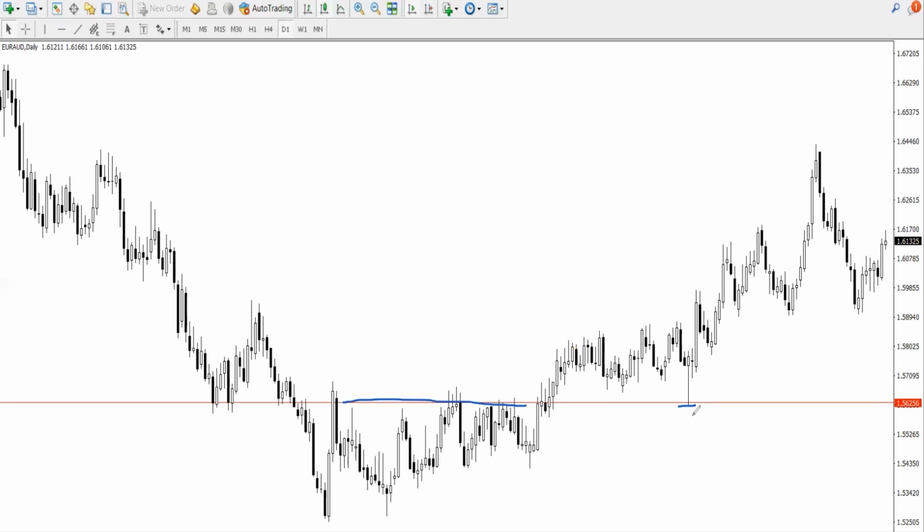You can't miss it because the pin is more than 2/3 the size of the body. We have a very small wick above the body of the pin bar, and it stands out from the rest of the price action structure previously. It's obvious, it stands out.